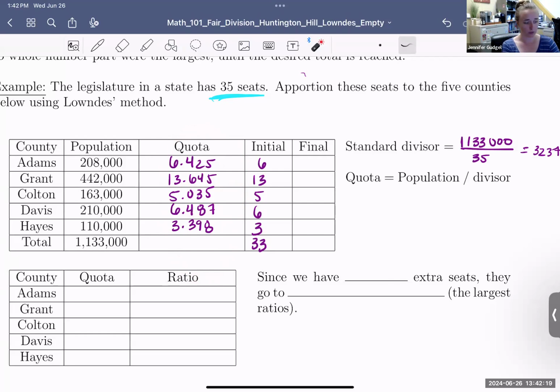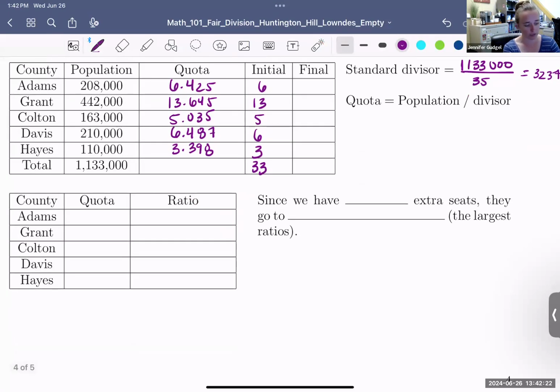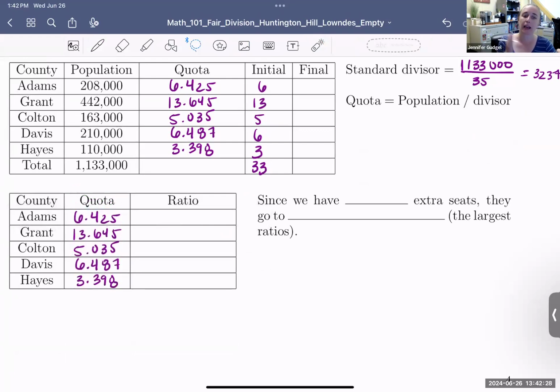But for Lowndes, we now take the quotas. That's why I copied those, because I'm going to paste them down here in our little quota space. And we calculate these ratios. The ratio is the decimal part divided by the whole number part. So it's going to be 0.425 divided by 6, and that is 0.071, roughly. Next, 0.645 divided by 13, the decimal part divided by the whole number part.